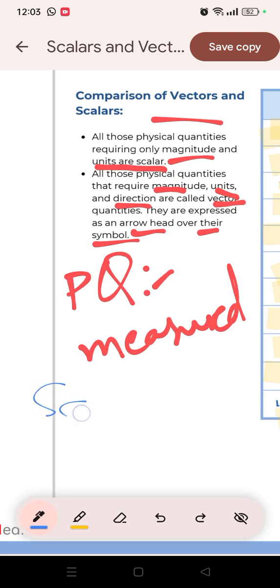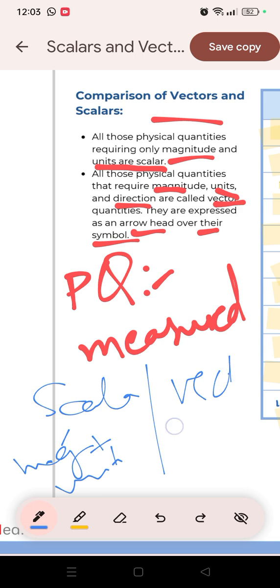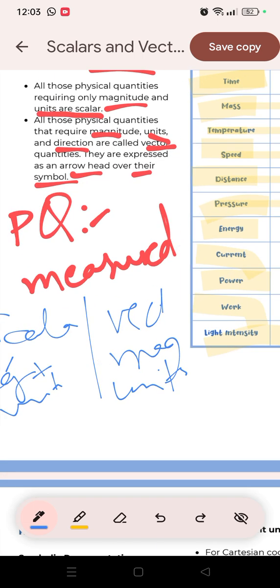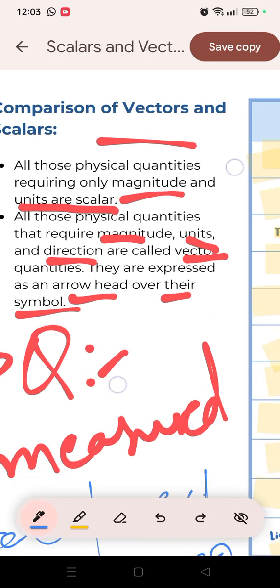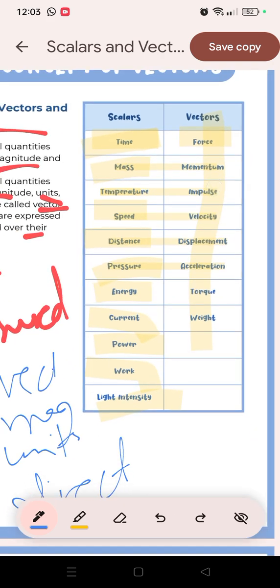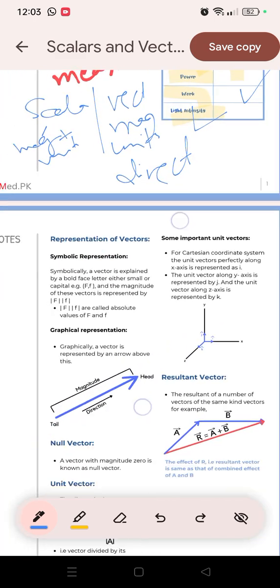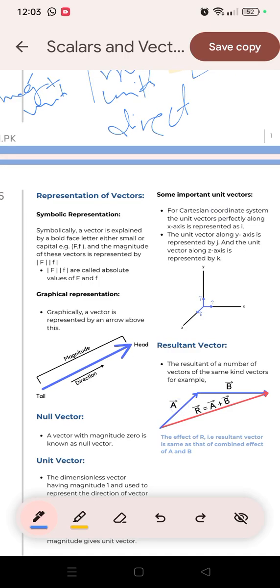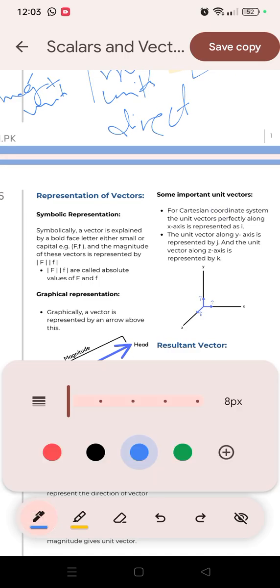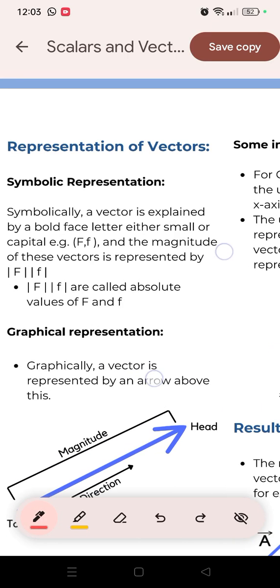In scalar, you will find magnitude plus units, and in vector you will find magnitude plus units plus direction as well. So this was a major difference which is even written in here. The examples we discussed, these all are examples of scalar, these are examples of vector. I'm sure it's clear to you. So in today's video we are going to discuss the representation of vectors. So let's get started. Representation of vector.